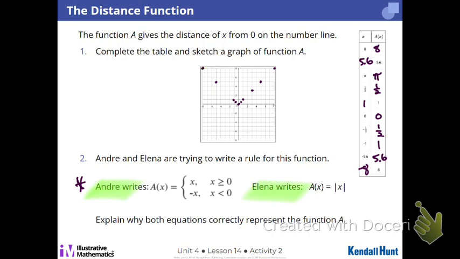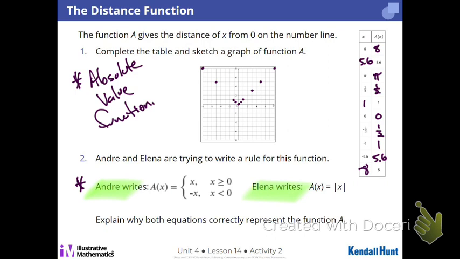Okay. What do you notice about the shape? It's a V. It means this function needs to be an absolute value function. Okay? It still is. We can see that V. Now, let's try to make sense.